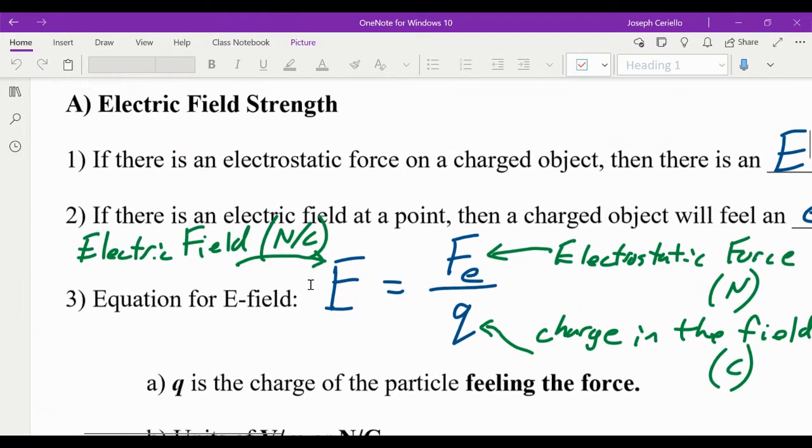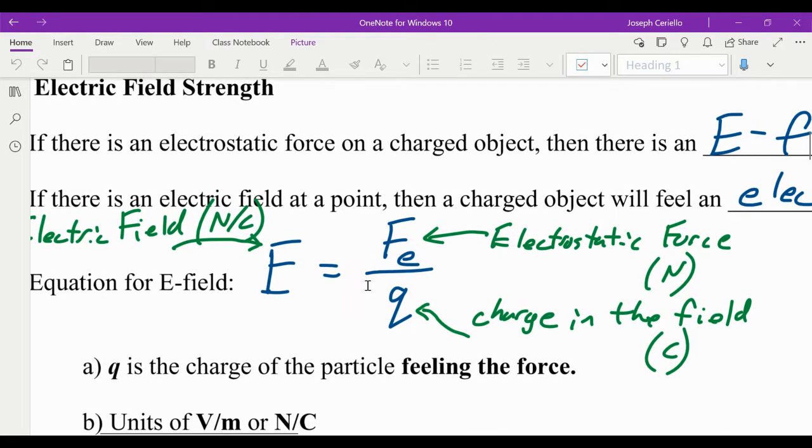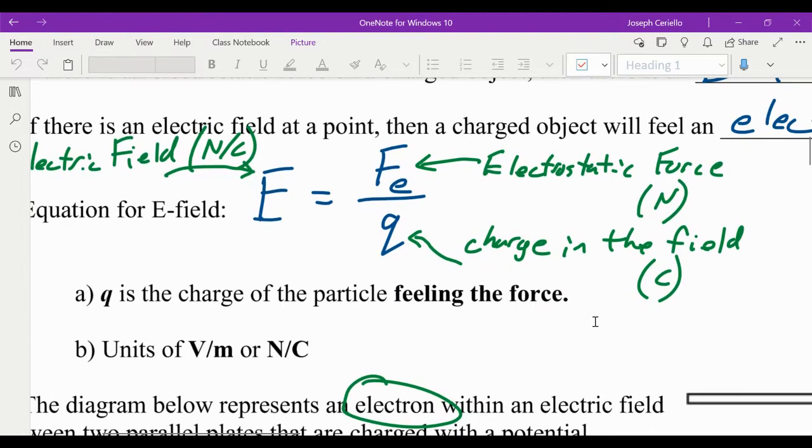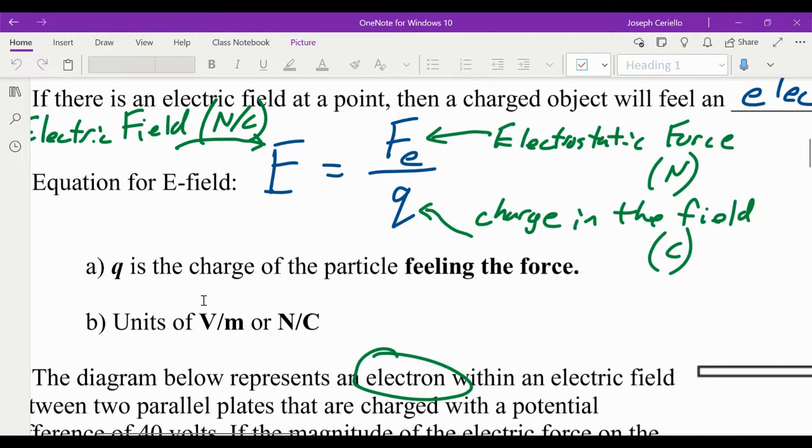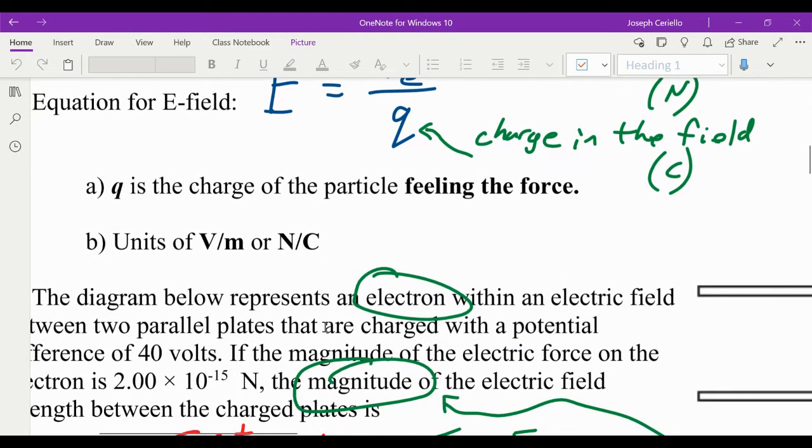Electric field strength, which is measured in newtons per coulomb, is equal to the electrostatic force, measured in newtons, divided by the charge that's in the field, which is measured in coulombs. It's important to note that Q is the charge that is feeling the force. Sometimes they might refer to it as a test charge, but it's the charge that is feeling the force. We measure electric field strength in newtons per coulomb or volts per meter. Generally, we use newtons per coulomb though.